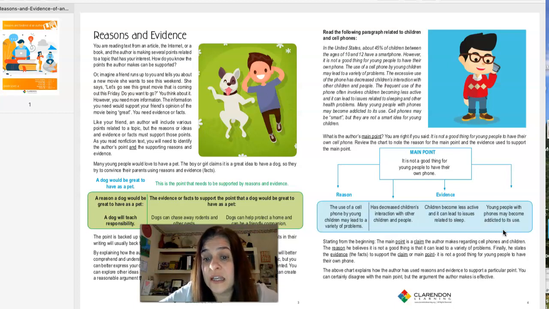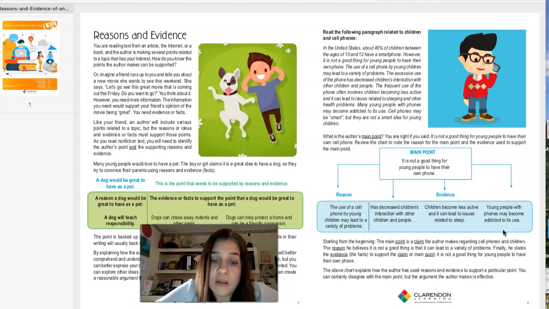So, in summation, starting from the beginning, the main point is the claim that the author's making, and in this case it's regarding cell phones and children. The reason he believes it's not a good thing is that it can lead to a variety of problems. And then finally, he basically gives the facts. He gives specific examples of the problems to support the claim or the main point that it is not a good thing for young people to have their own phone.